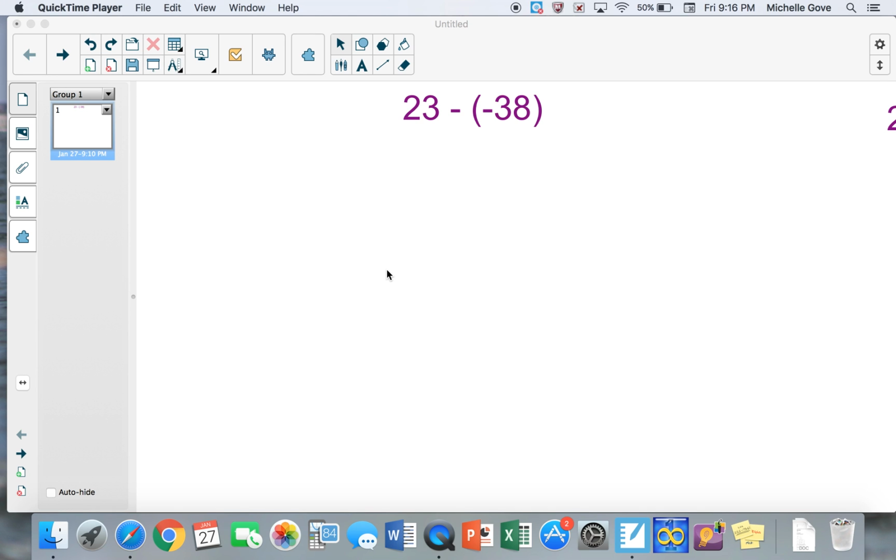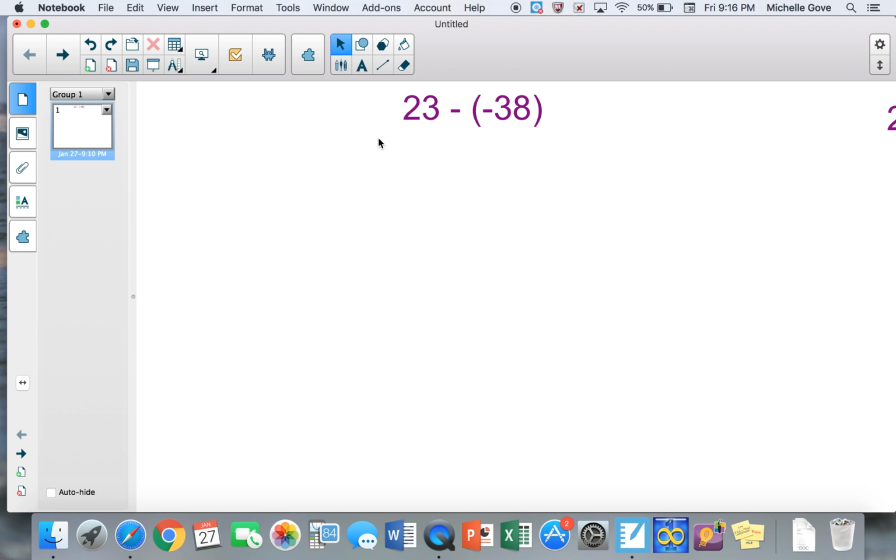Hi guys, so for this restructured video we're going to be modeling how to subtract using this problem here, 23 minus negative 38. So with subtraction we know that it's takeaway, so what I would first start with my students is reviewing. We have 23 positives and I need to take away 38 negatives.